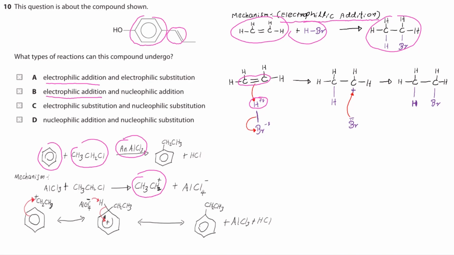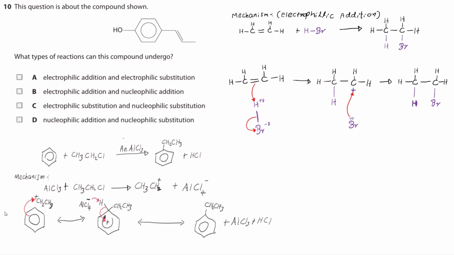Why do we call it substitution? What this electrophile is going to do is replace one of the hydrogen atoms in the benzene ring. So this is an electrophilic substitution reaction. Since it has a benzene ring and since it has a double bond, our molecule can undergo both electrophilic addition and electrophilic substitution reactions. So therefore the answer for question number 10 is A. Let's go for the next one.